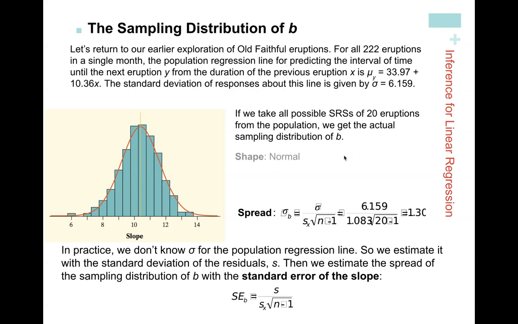Okay, so just like in everything else that we learned for inference, the spread of the sampling distribution of the statistic is 1.3, which is quite a bit smaller than obviously the sigma. All right, let's move on.